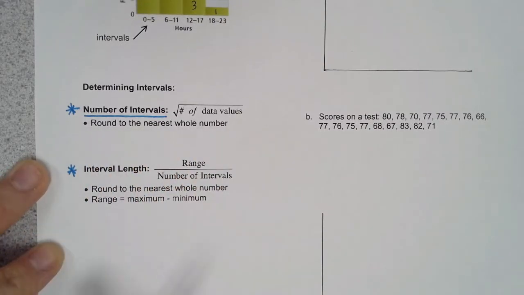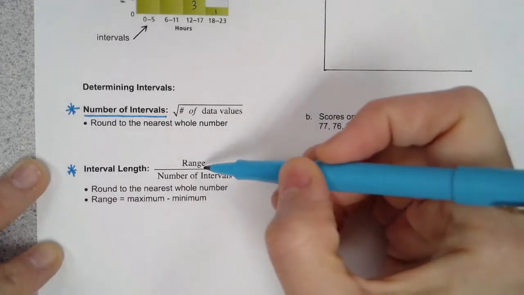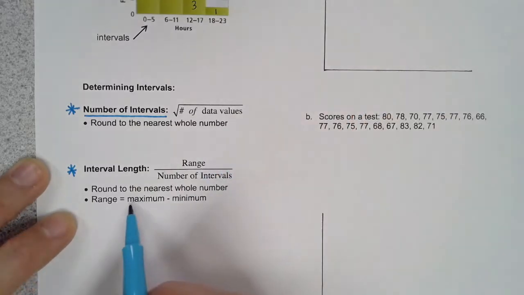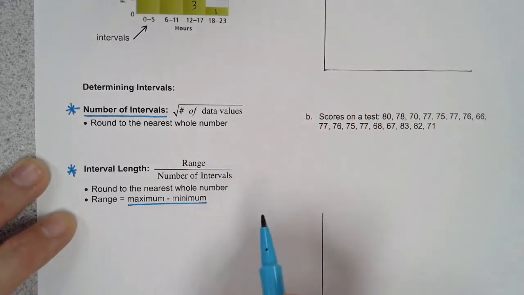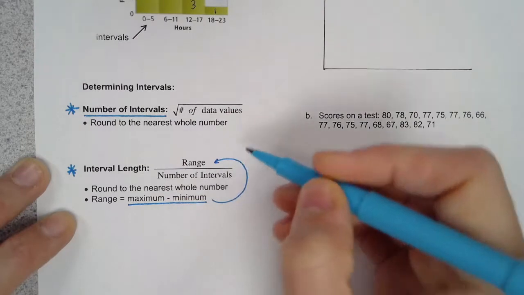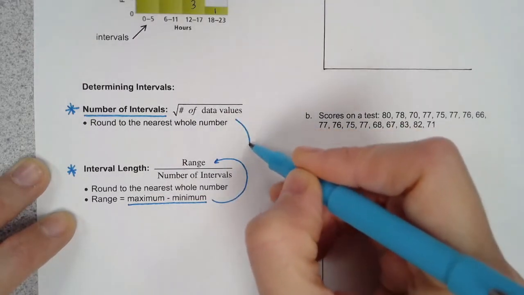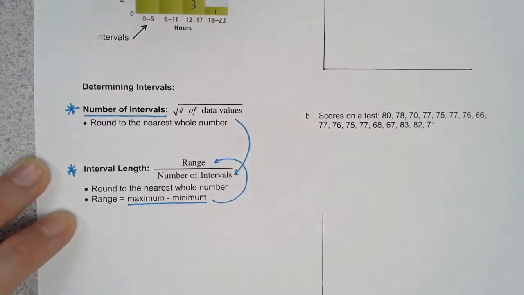To figure out the length of each interval, so how many values should fall within that range, we're going to take the range. Remember, the range is the biggest number, take away the smallest number, so that's how you get the number that goes on the top. And then we're going to divide it by the number of intervals. So the answer that you got on the previous question is the number that goes in the denominator. You'll divide those, and then you'll round that to the nearest whole number.